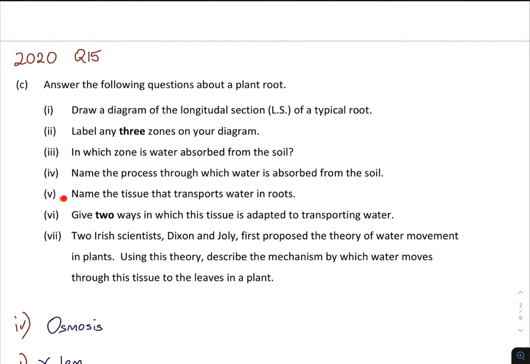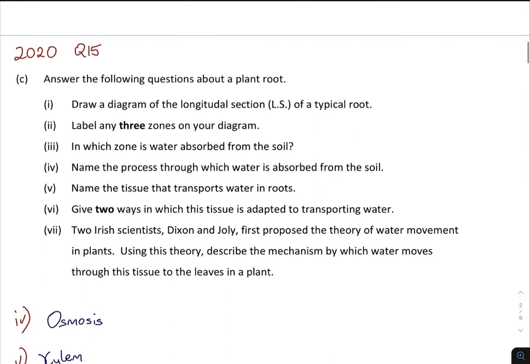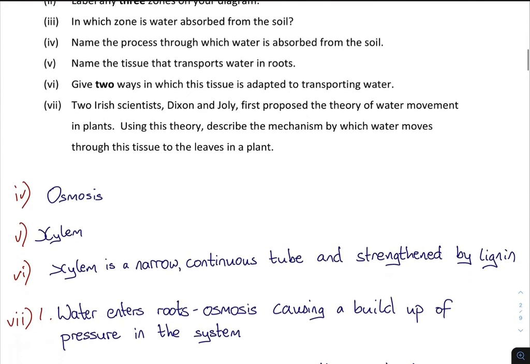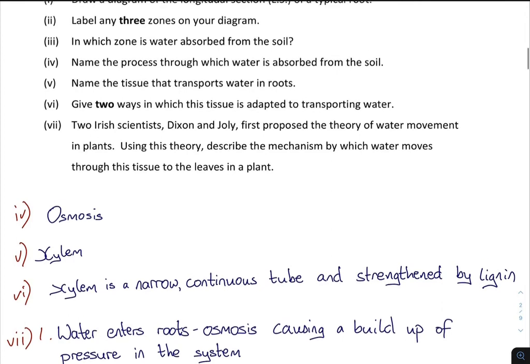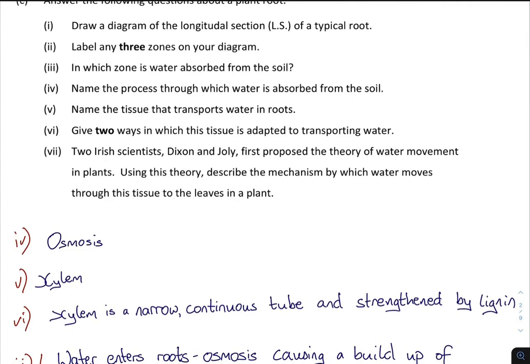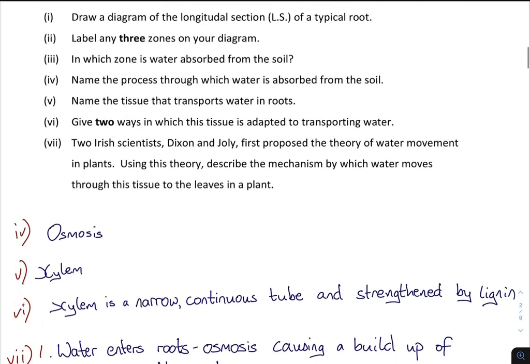V, name the tissue that transports water in roots. Okay, so that's xylem. And then you've got your two types, that's your tracheids and your vessels, but you just needed to say xylem for this one. VI, give 2 ways in which this tissue is adapted to transporting water. Common enough question. So I have actually 3 ways in this one here.